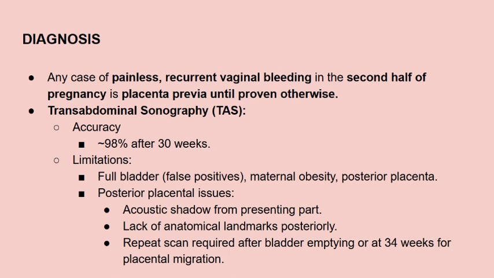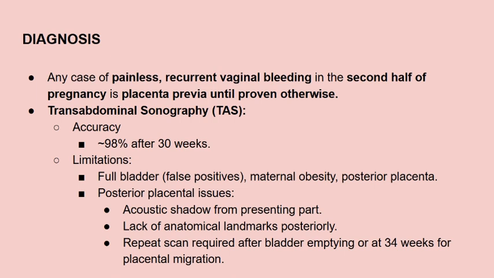So, how do you diagnose? Once you have painless vaginal bleeding from 28 weeks gestation, you should assume it is placenta previa. Okay? You can do some imaging techniques such as a trans-abdominal sonography. It's relatively accurate after 30 weeks. There are some limitations to this. For example, if the patient has a full bladder, it may cause false positive results. If the mother or the patient is obese, it may not allow you to visualize the placenta properly.